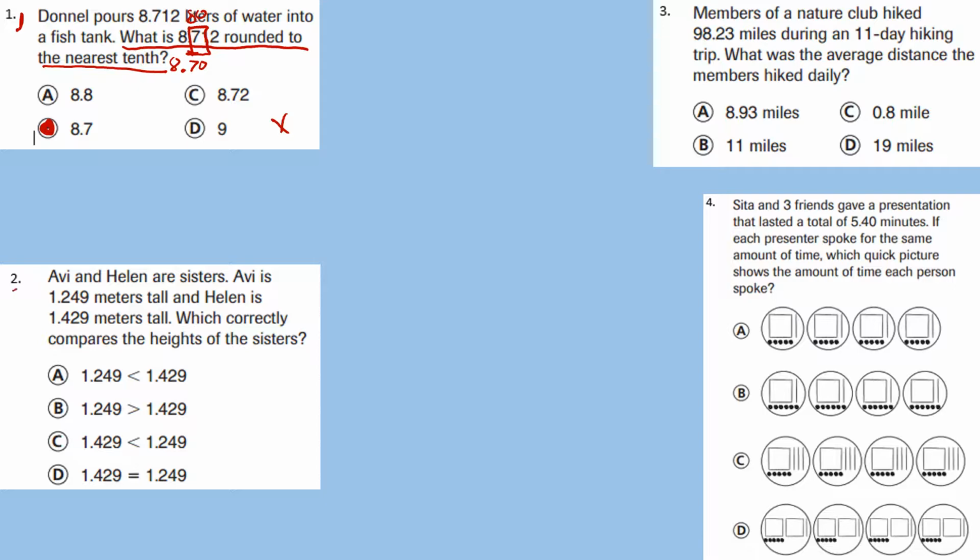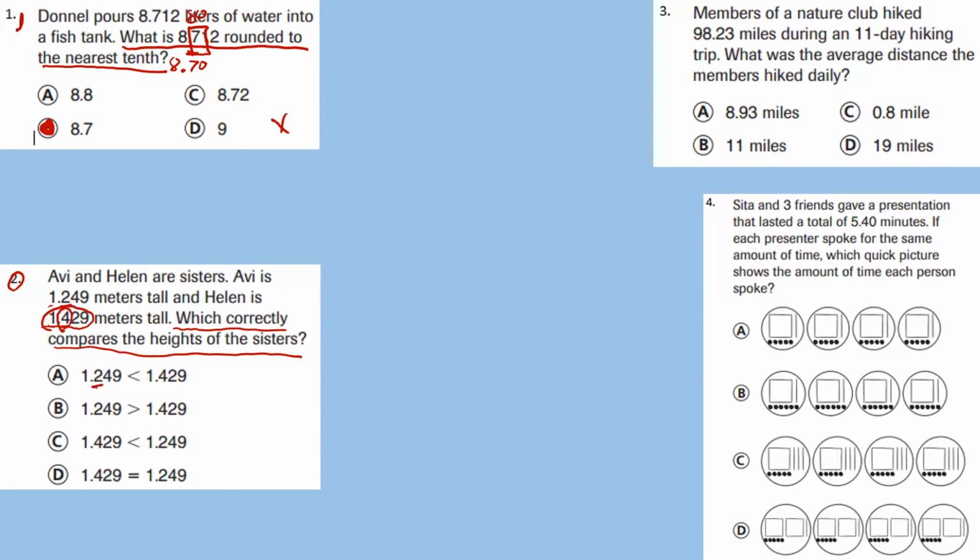Question number 2. Avi and Helen are sisters. Avi is 1 and 249 thousandths meters tall, and Helen is 1 and 429 thousandths meters tall. The question is, which correctly compares the height of the sisters? Well, if I look at my numbers and they're lined up for me, which is nice, the 1 and the 1 are the same, so go to the next digit, 2 and 4. 4 is larger than 2, so this whole number is larger. So which of these compares correctly?